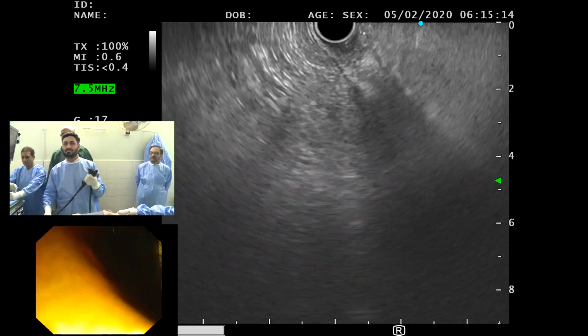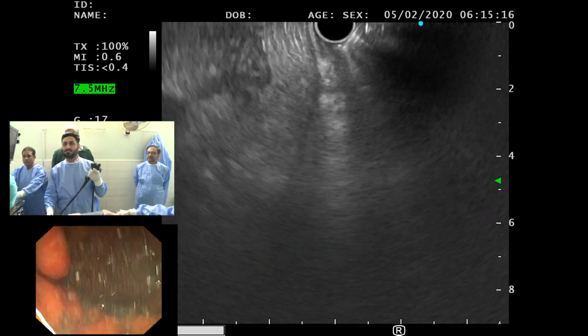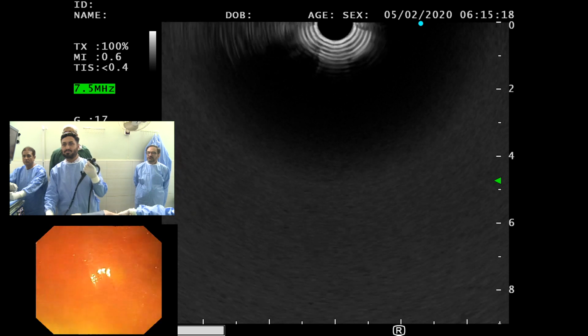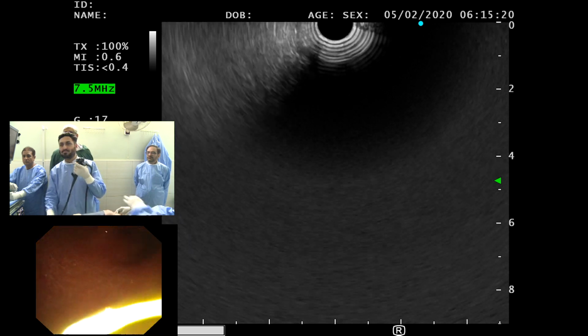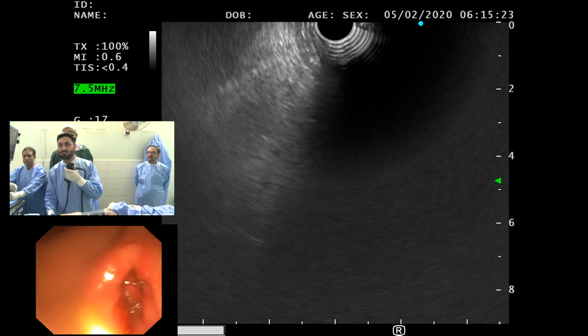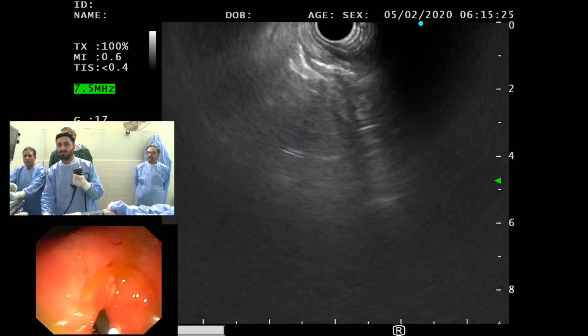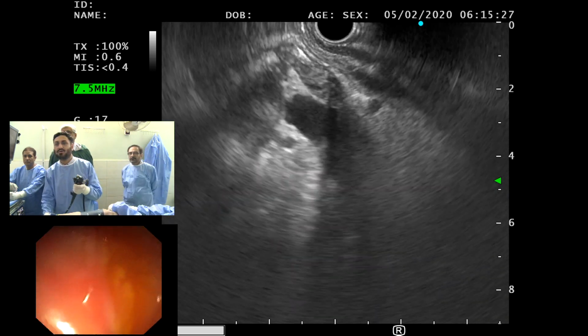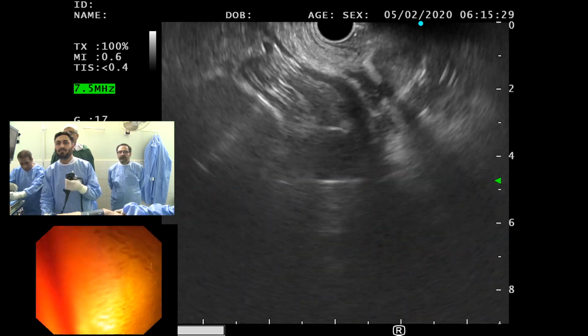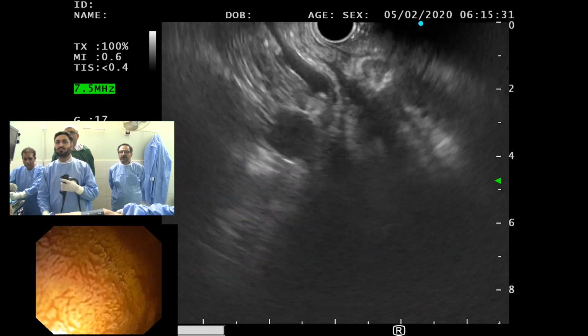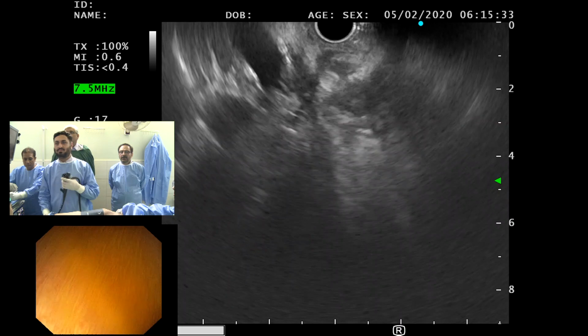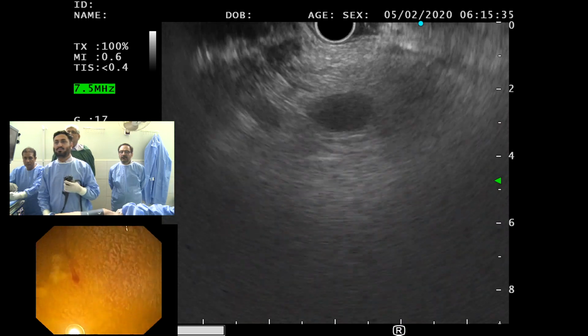Could you guys see that? Yes, we can see. Just a little discomfort. Need to keep talking to the patient when they are sedated. Okay, that's fine. So you come back a little bit, and now anti-clock a little bit, tip up.